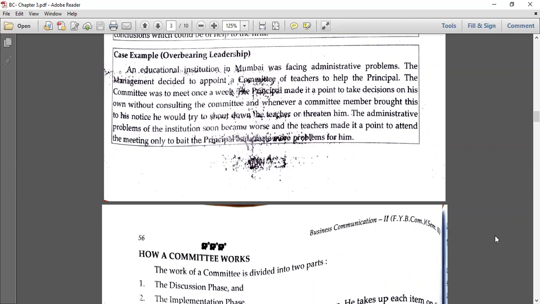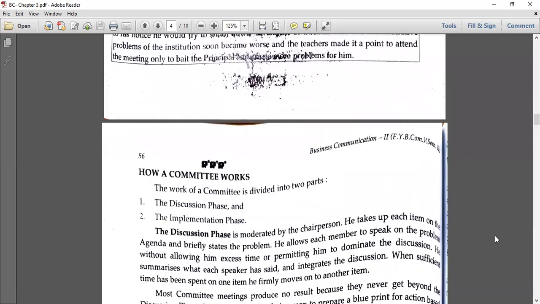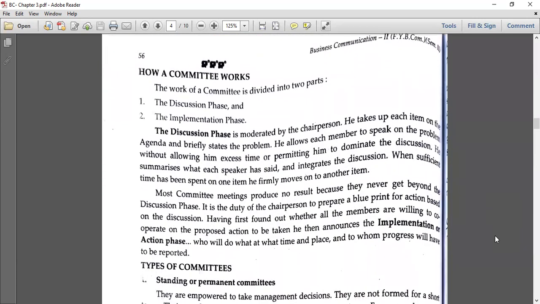The principal in this example is such an overbearing person that he wants decisions to be made by him alone. He doesn't want to consider anyone else's opinion. He has decided on one thought, and he is just going to accept that thought, that vision, and those who are not accepting it, he will shout them down or threaten them. The administrative problems of the institution soon became worse, and the teachers attended the meeting only to beg the principal to treat the problems. So either way, the committee work becomes very bad, and there is no use of establishing any kind of committee.